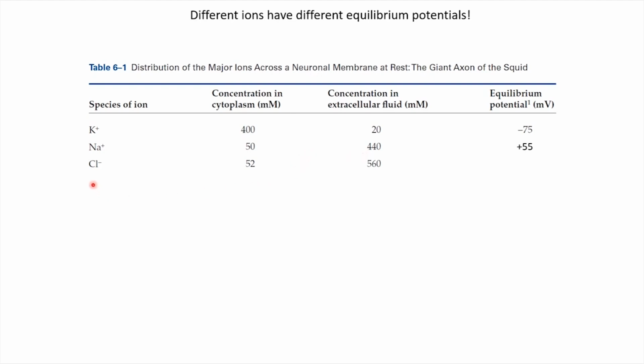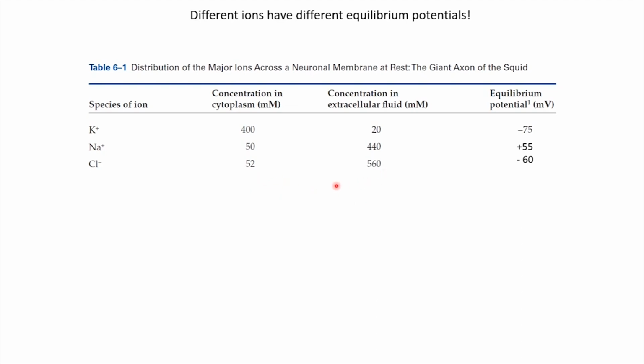And what about chloride? So chloride's concentrations are similar to sodium. It is lower concentration inside and higher concentration outside, and the values are also not very different from sodium. But the charge of chloride is -1 instead of sodium, which has +1. So the equilibrium potential for chloride will be a negative value, and it turns out to be around -60 millivolts if you plug in these values in the Nernst equation.